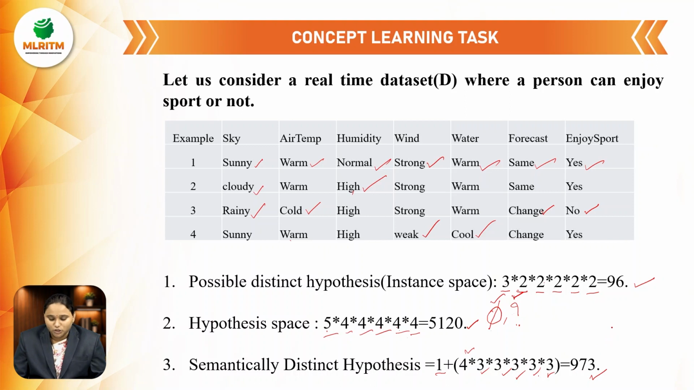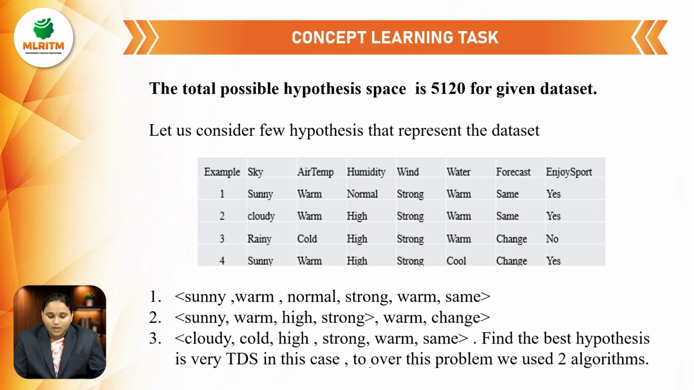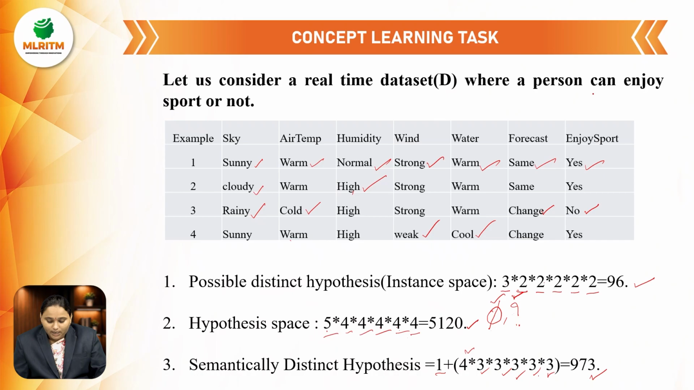This is all about concept learning. In the concept learning task, we have three kinds of counts: the distinct hypotheses, the hypothesis space, and the semantically distinct hypotheses. The total possible hypothesis space is 5120 for the given dataset.